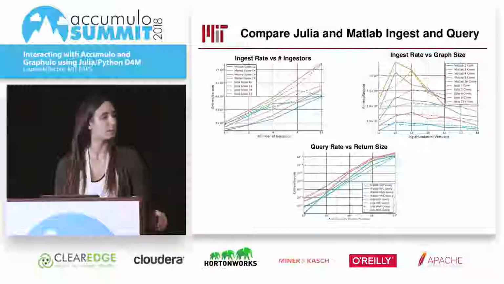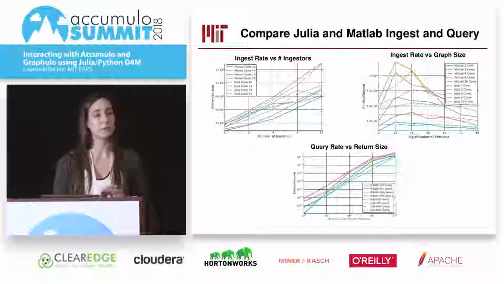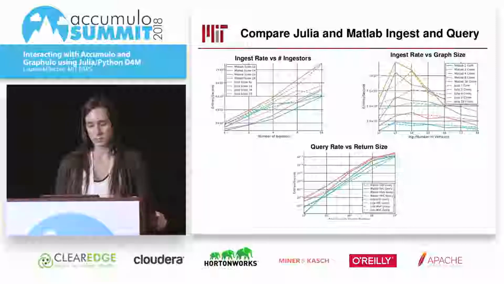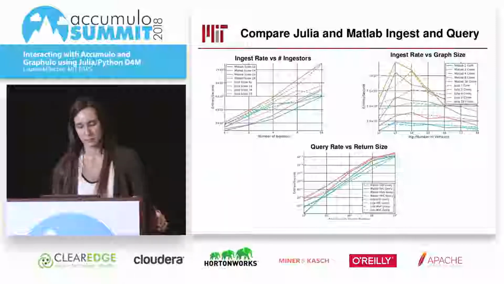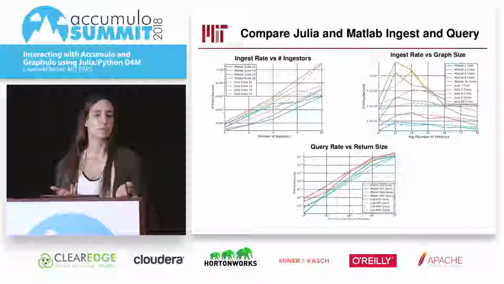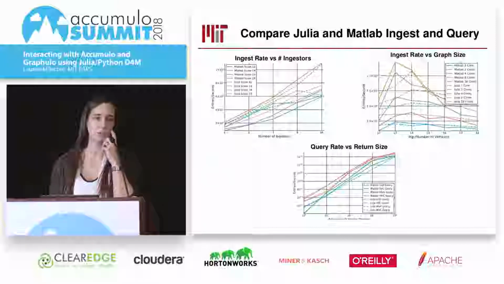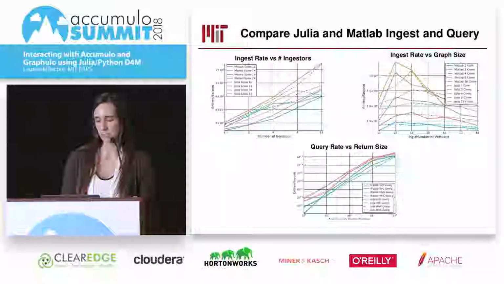So these are some scaling plots for the Julia implementation, comparing ingest rate and query rate with the MATLAB implementation. I know these are probably a little bit hard to read: the solid lines are the Julia implementation, and the dotted lines are the MATLAB. In this plot, we're scaling with the number of ingesters, or the number of processes that are ingesting at the same time. Each of these different colors represents a different size graph. You can see we have fairly good scaling, and for the most part, the Julia implementation is faster than the MATLAB implementation.